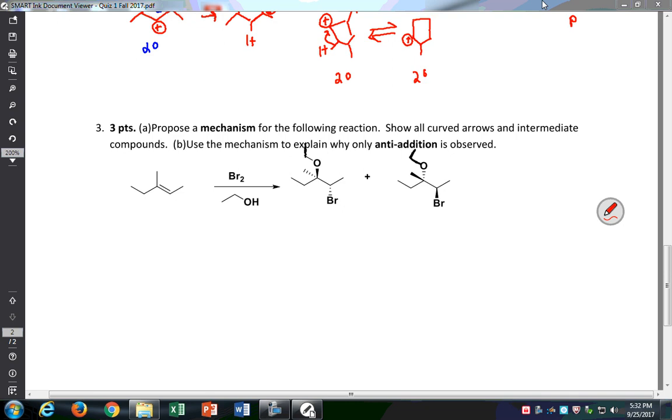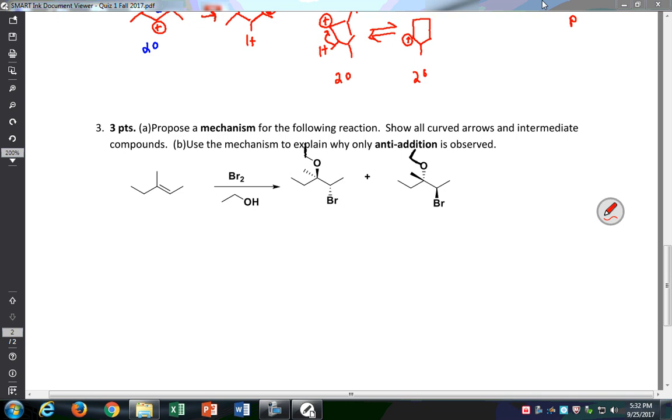It's not going to act as a base here because we do not have a strong enough acid. OH is not a good enough acid. Our pi bond is not strong enough to deprotonate OH. So we would need a really good acid, HBr, that's why that one works. Unlikely that this would act as a base in this case, so it's going to likely act as a nucleophile.